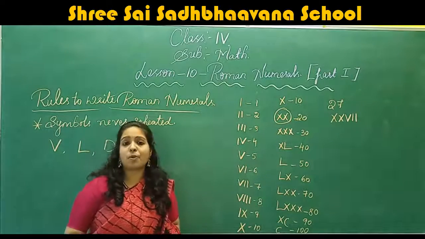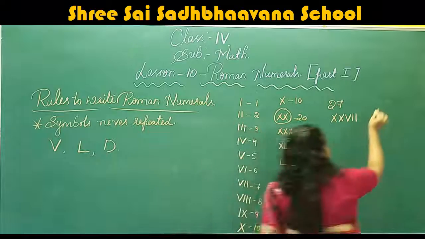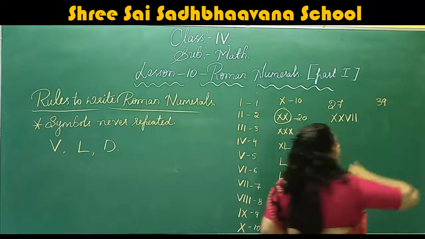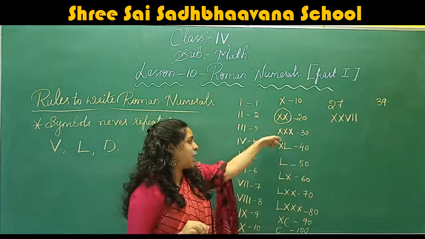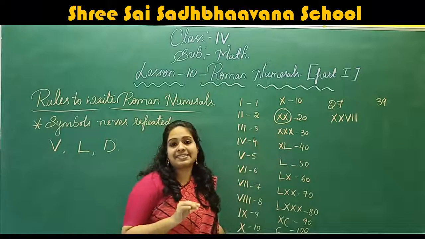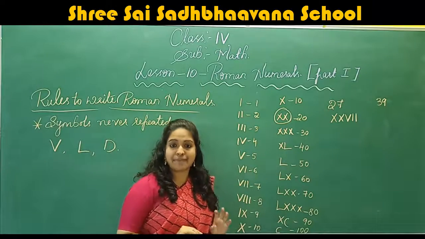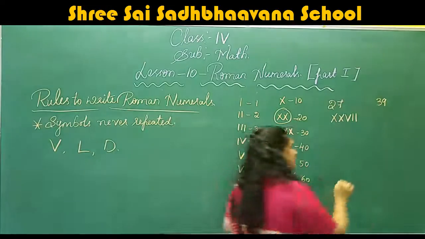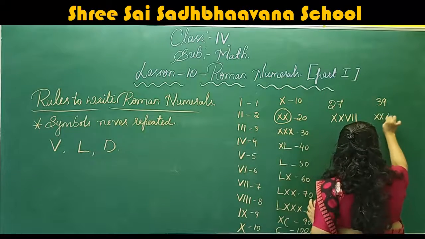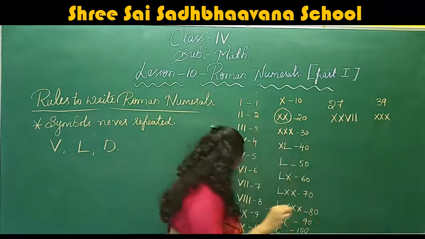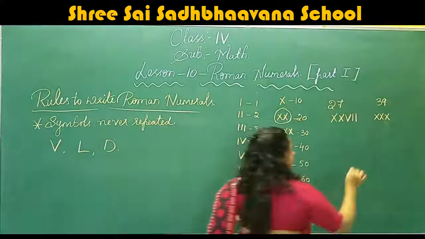Correct? Now, if I want to write 39, how can I write 39? 30. How to write 30? X, X, X. 3x makes 30. Correct? So, let us write 30. And then 9. How to write 9? IX. See.